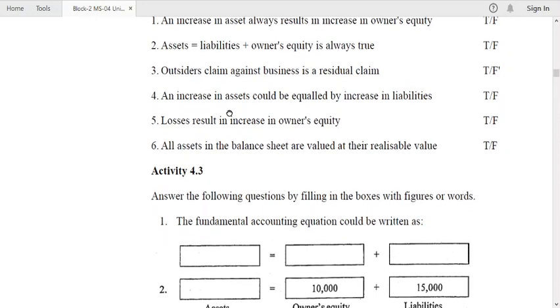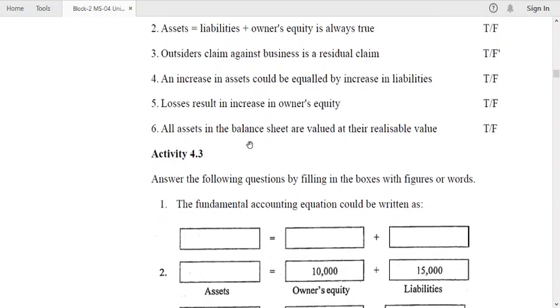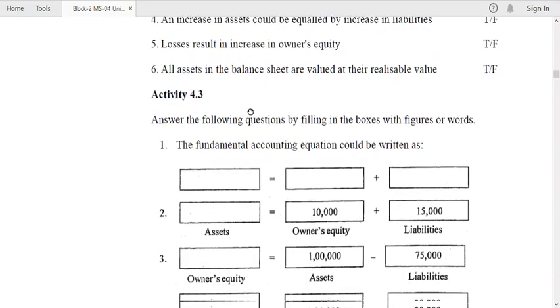An increase in assets could be equaled by increase in liabilities. Yes, definitely. Losses result in increase in owner's equity. No, this statement we are going to see in the next topic. Profits would increase the owner's equity. Okay, this is a false statement. All assets in the balance sheet are valued at their realizable value. This is also false. Assets are always represented at their cost value.